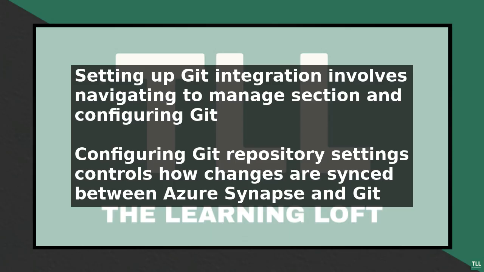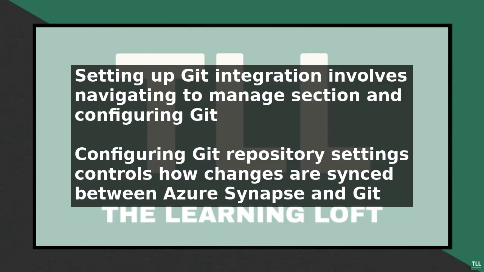Configuring Git repository. Once the Git repository is linked, configure the repository settings to control how changes are synced between Azure Synapse and Git. You can choose to sync all changes or only sync specific changes such as SQL scripts or data pipelines. You can also set up branch policies to control who can make changes and when.